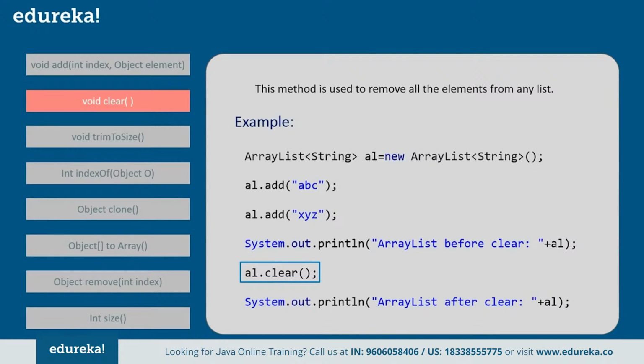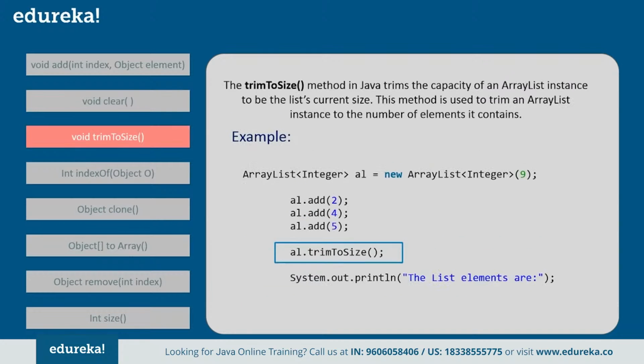Next, the clear method. This method is used to remove all the elements from the list. That is, you can just use the clear method to remove all the elements present in the list. Next, trimToSize. This method trims the capacity of an ArrayList instance to the list's current size. That is, if you are creating an array list of size 9 and you're adding only 3 elements to that, on calling trimToSize, it trims the size of the array list from 9 to 3. That is, it reduces the array list size to the number of elements that it contains.